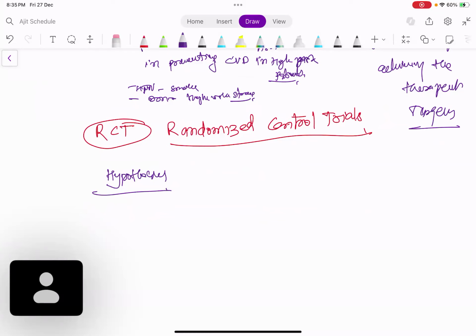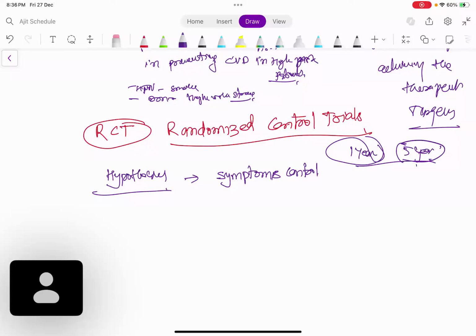My hypothesis will be that I want to see symptom control, like the patient should not get the symptoms. Suppose I'm taking this for the next 1 year. In long-term studies you can plan for 1, 2, 3, or 5 years to check the effectiveness of any therapy. Not only prophylactic therapies, but normally given therapies also you can check this.